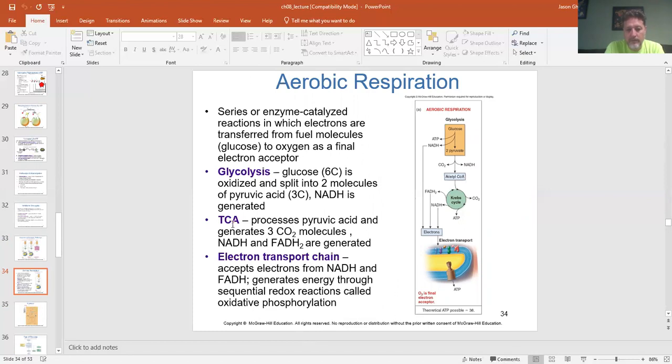TCA is also known as the Krebs cycle. The TCA stands for tricarboxylic acid, also known as the citric acid cycle. It's going to take the pyruvic acid from glycolysis, make 3 CO2 molecules, because there's 3 carbons for each one of them, and it's going to produce some NADH and FADH. Now you'll have to do this twice because we're making 2 pyruvic acids for every 1 glucose molecule. Then the electron transport chain is where we're going to take the NADHs and FADHs and do the oxidative phosphorylation and produce ATP at this point.